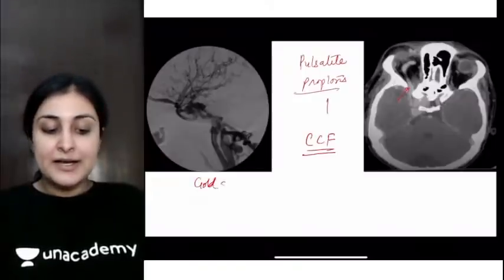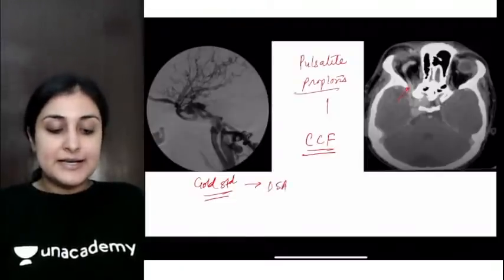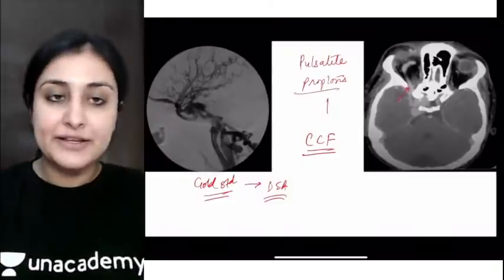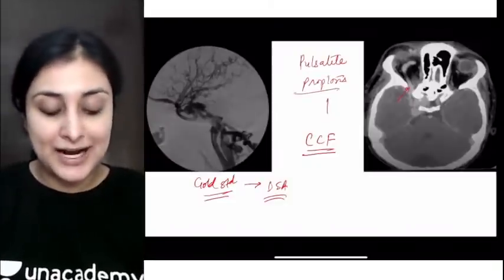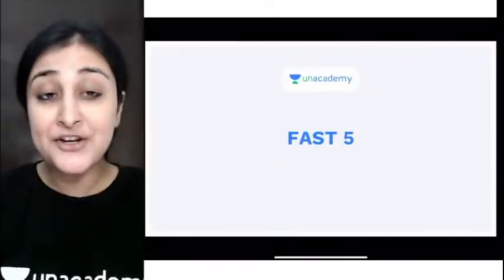Gold standard investigation of choice. Something you have to do is DSA. DSA में अपने को मिलेगा communication between the ICA and the cavernous sinus. Okay, so that is where you block it. Okay, that is treatment. Head trauma भी कर लिया.